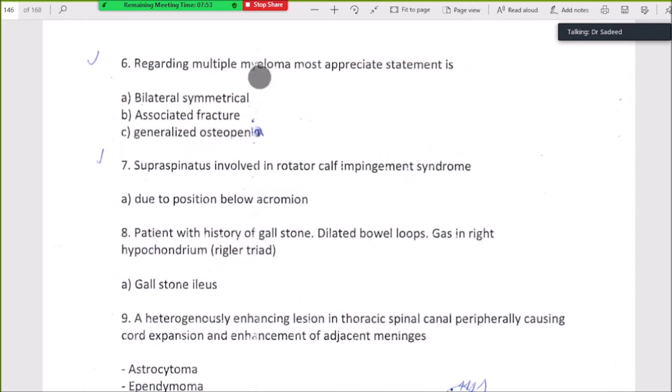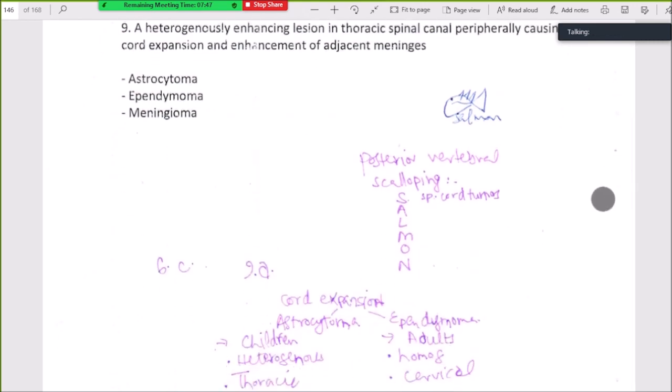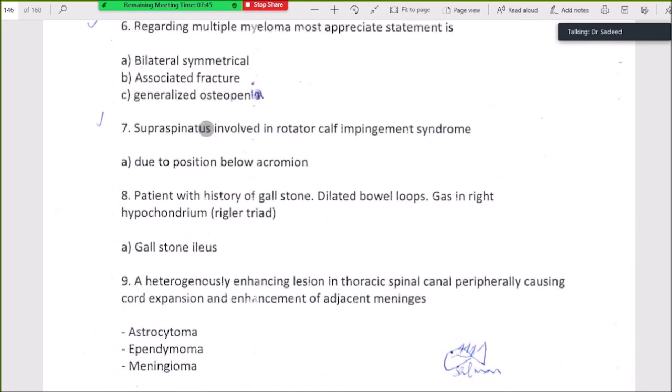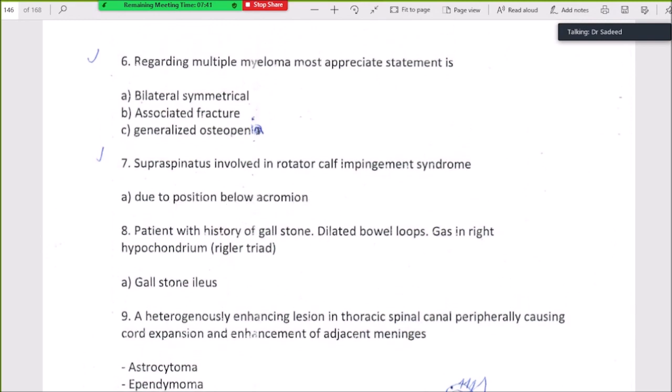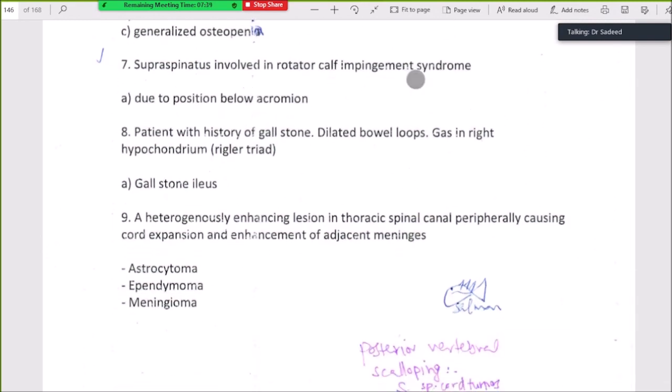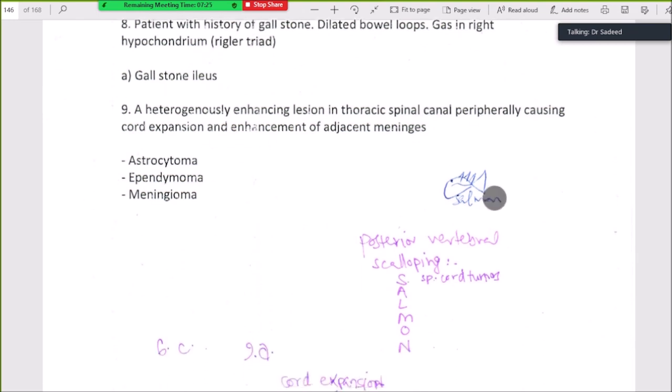6. Multiple myeloma, most appropriate statement is generalized osteopenia C. 7. Supraspinatus involved in rotator impingement syndrome due to position below acromion. 8. Patient with history of gallstone, dilated bowel loop, gas and right hypochondrium, Rigler triad, diagnosis is gallstone ileus.